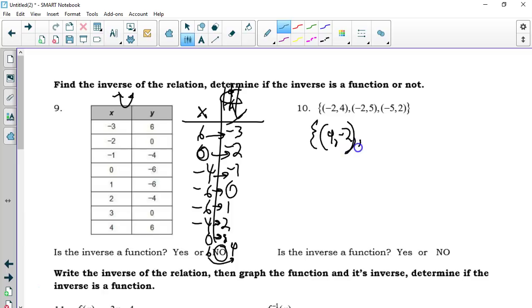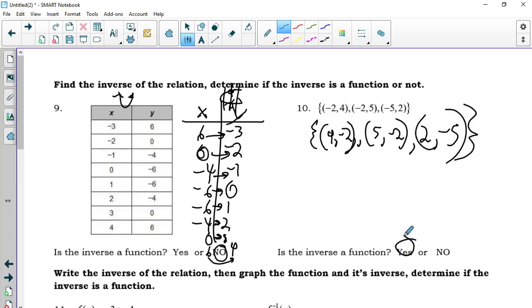And then we have the point (5, -2), and we have the point (2, -5). This is the inverse. That's a pretty nice brace. So that's the inverse, and it is a yes, because there is no input that has more than one output.